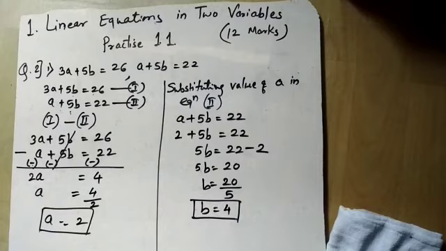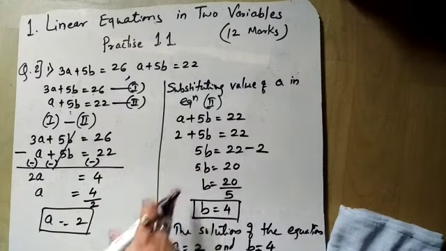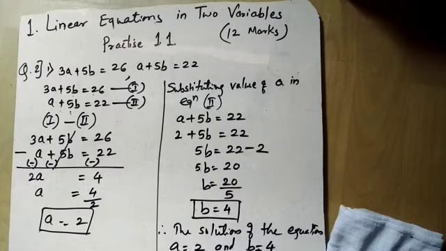So in this way, we got the value of the second variable also. So you are going to write the solution of the equation: a is equal to 2 and b is equal to 4. This way, for your sum number 1 from question number 2, you will get the answer as a is equal to 2 and b is equal to 4. Write in a proper way, as I have made a mistake here. Keep your concentration while solving the sums.